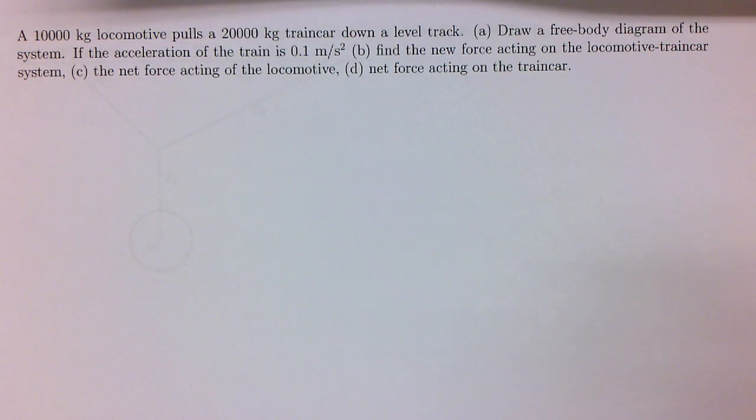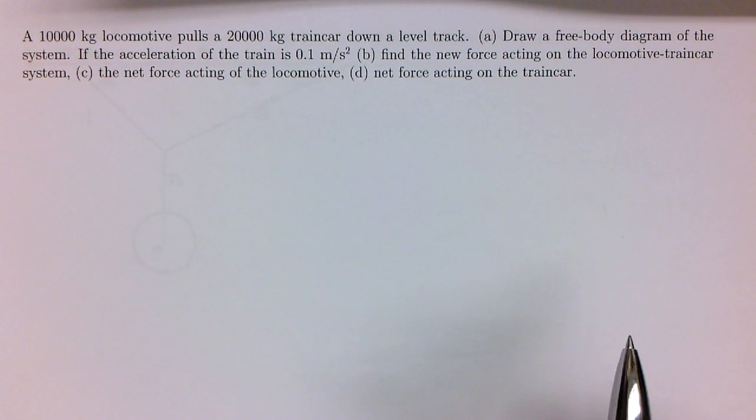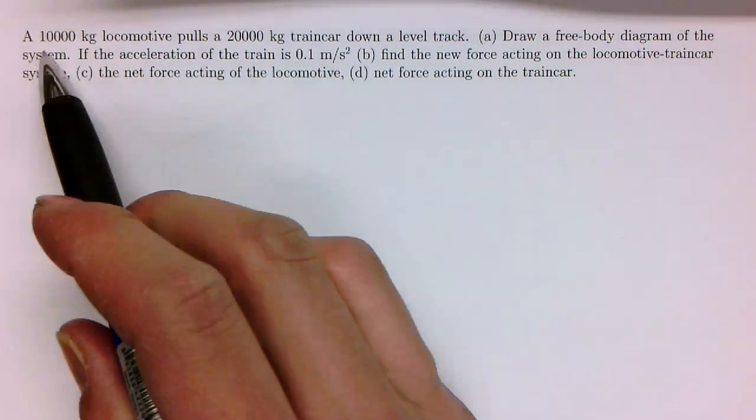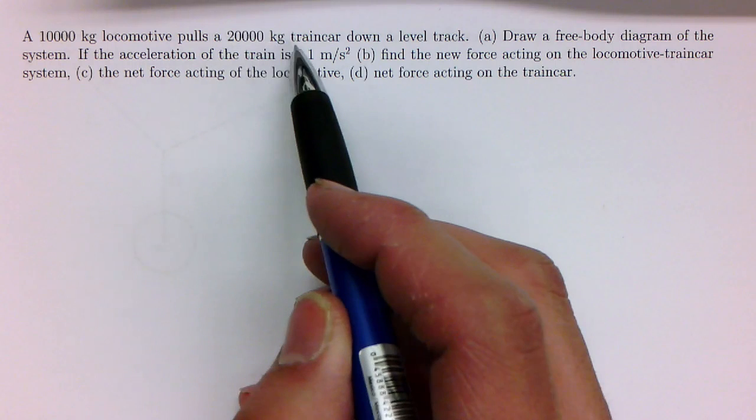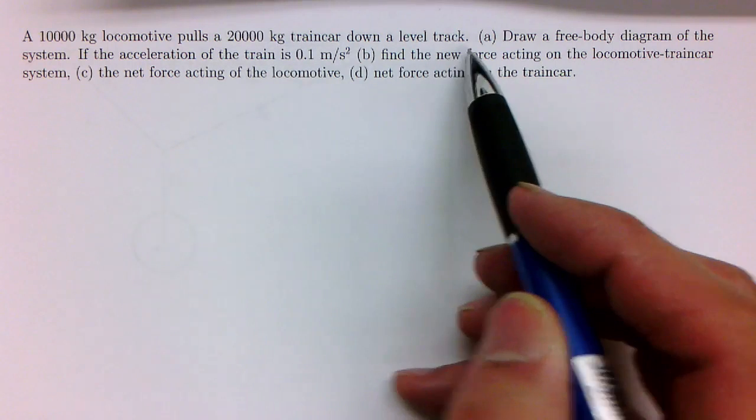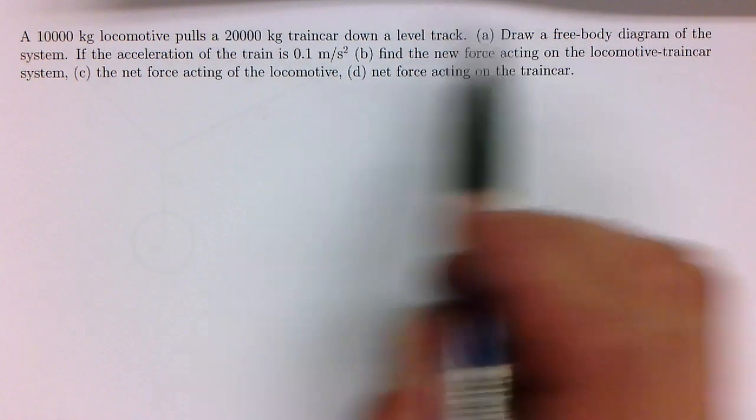Next problem is also again on the laws of motion, and in particular, looking at forces on a particular system. Let's get started. A 10,000 kilogram locomotive pulls a 20,000 kilogram train car down a level track. Draw a free body diagram of the system.